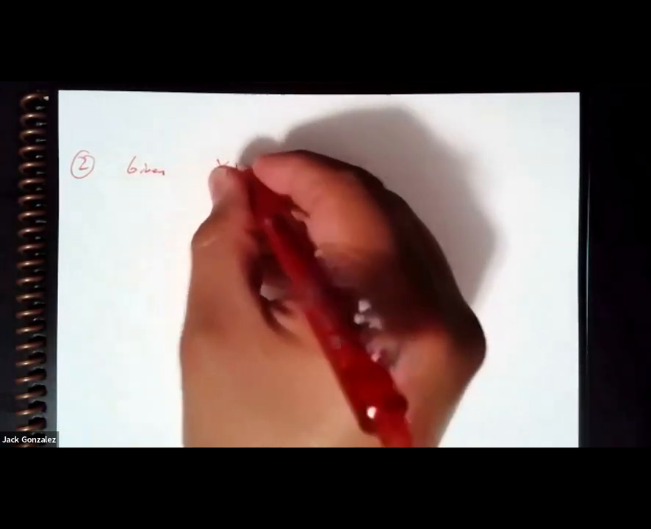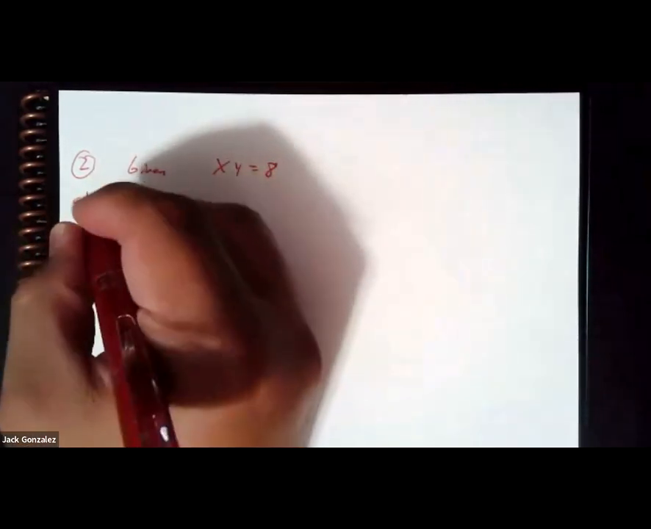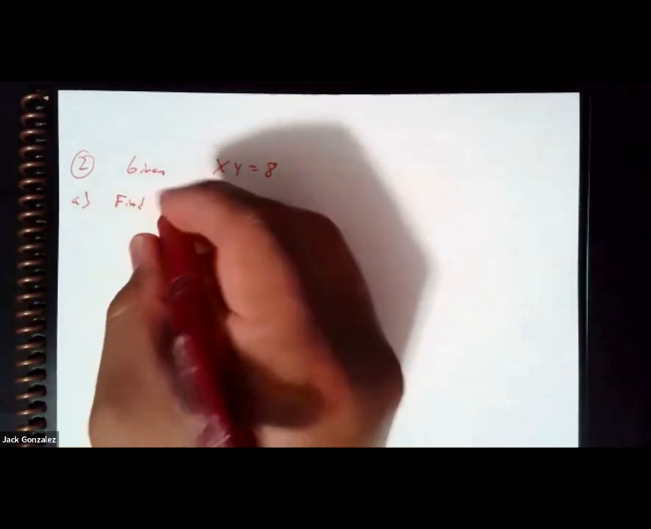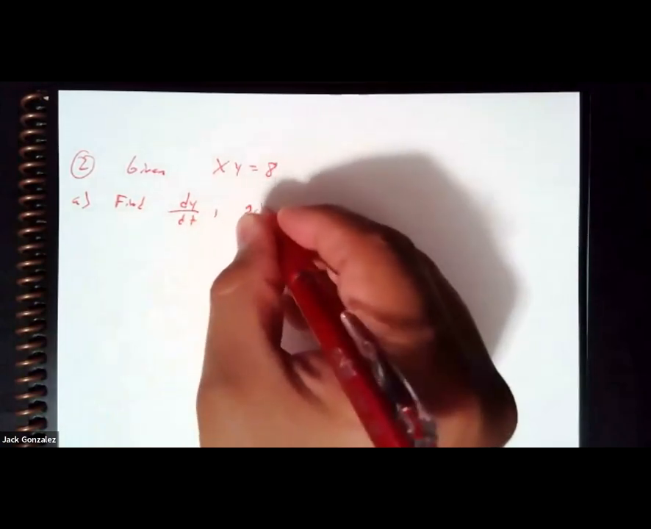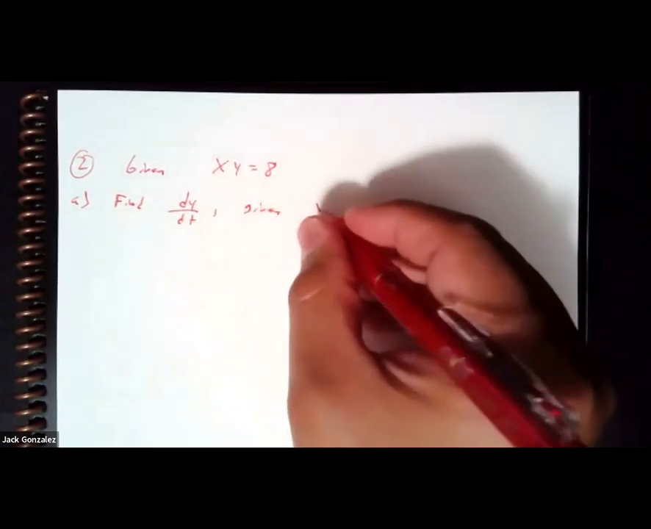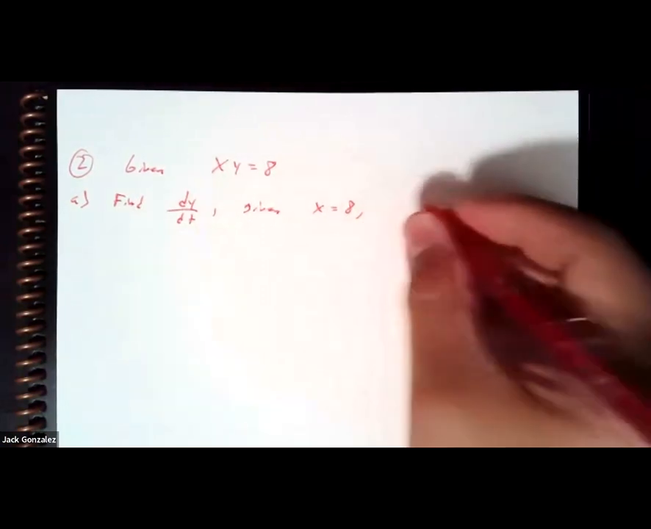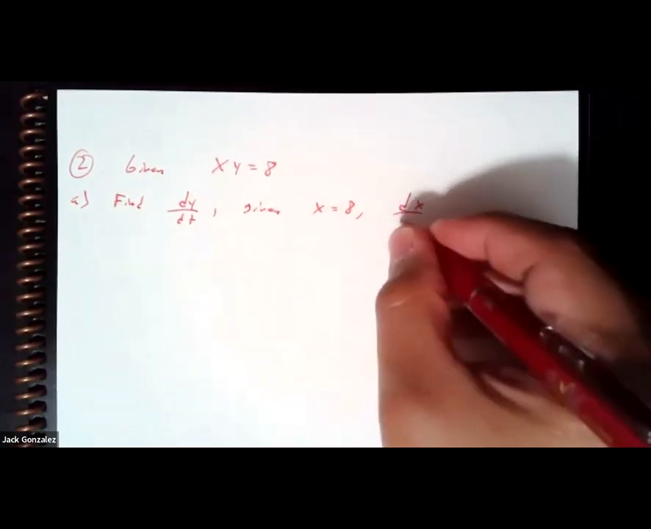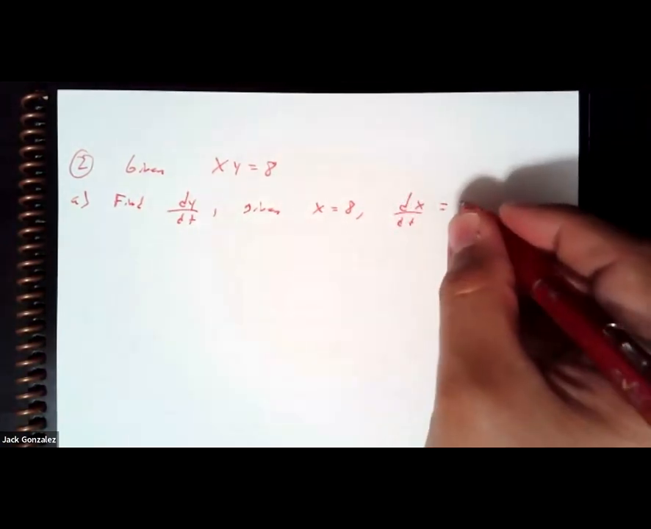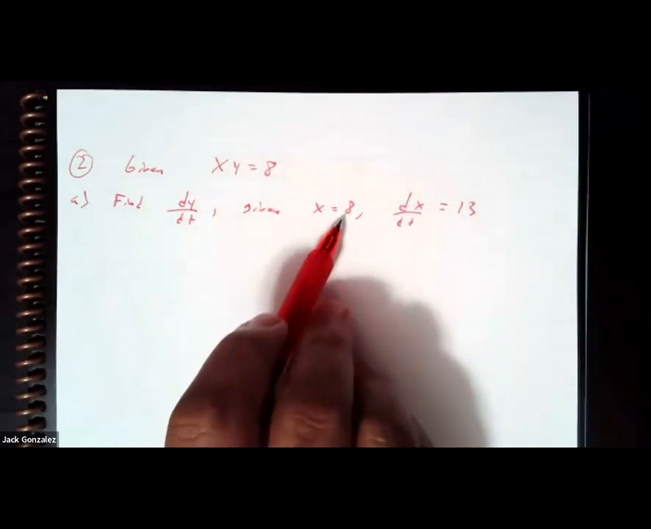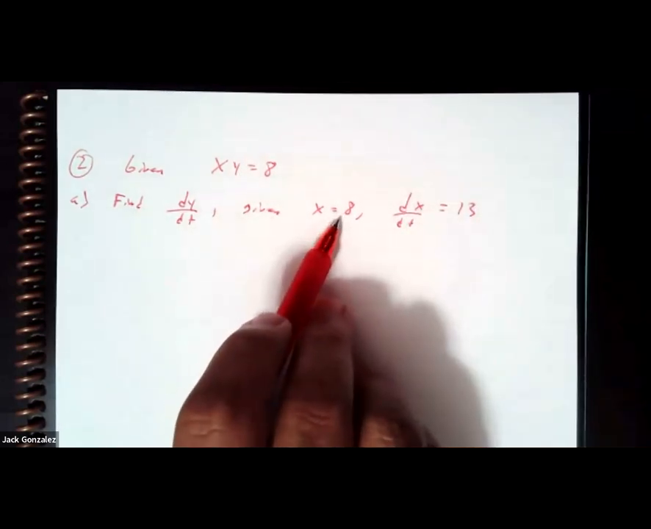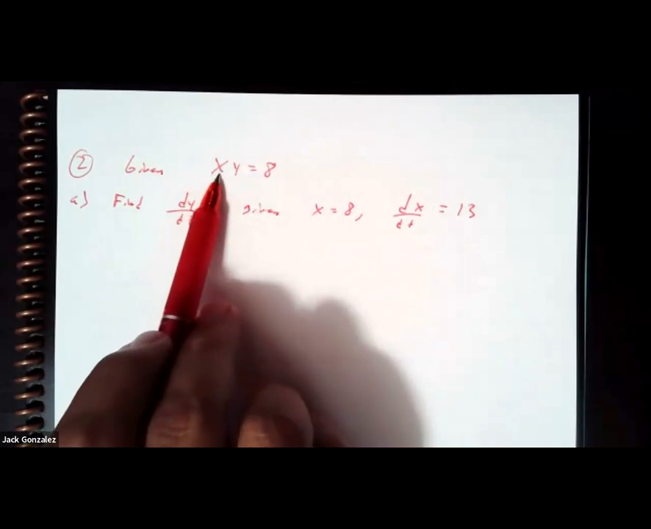Given xy equals 8, part A, find dy/dt given x is equal to 8, dx/dt is equal to 13. Now, if x is 8, what would y be equal to?